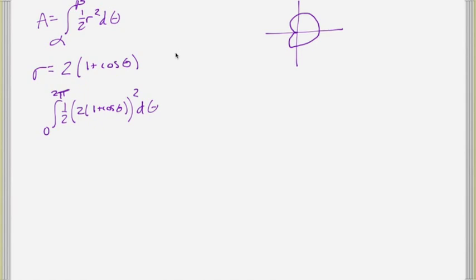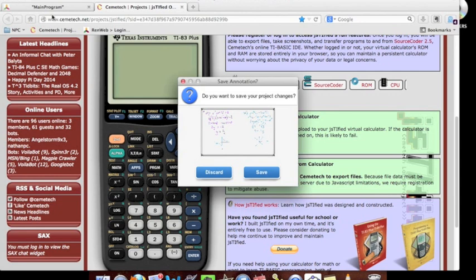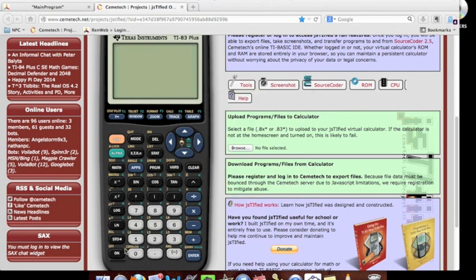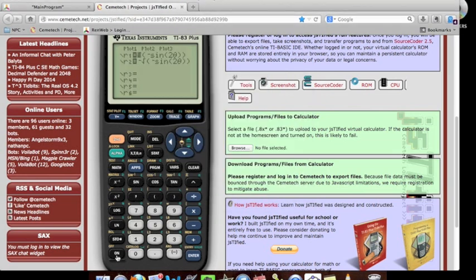You want to be careful in plugging it into fnInt. There are a lot of parentheses there. So I'm going to go Math 9, which is fnInt. I actually don't type in the 1/2 because that's not being squared. I'm just going to multiply my answer by 1/2 at the end. So I just want to do my curve squared.